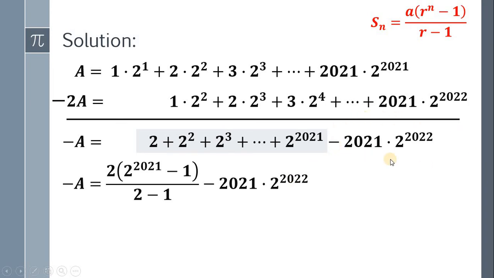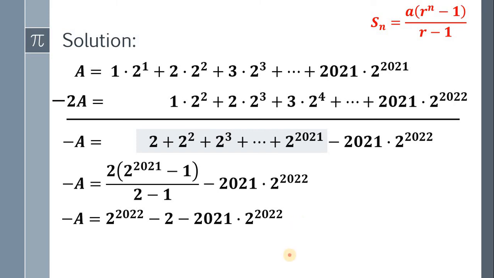So just bring down the last term. Next, simplify. 2 minus 1 is simply 1. So we have 2 multiplied by 2 raised to 2021, and that will give us 2 raised to 2022. Then 2 multiplied by 1 will give us negative 2. Then again, bring down negative 2021 multiplied by 2 raised to 2022.